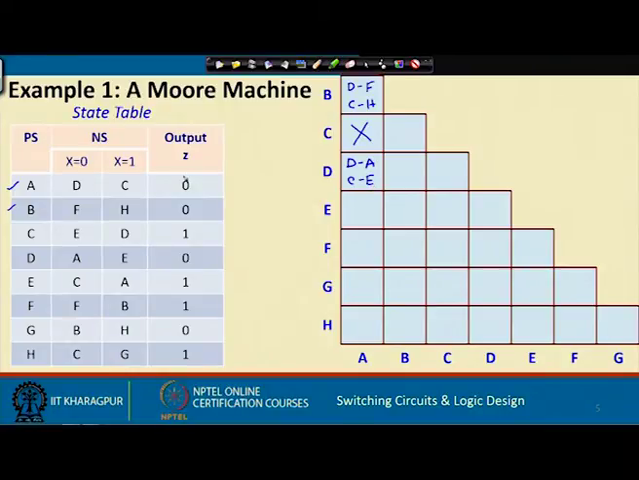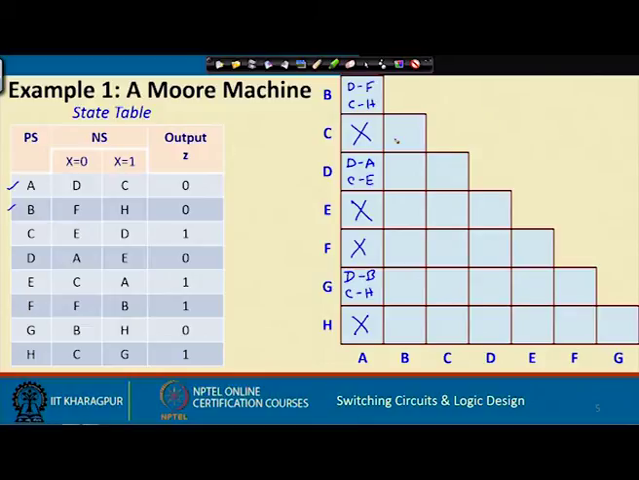A and E, again the outputs are different, 0 and 1. So, there will be a cross. A and F, again the outputs are different, cross. A and G, the outputs are the same: D B, C H. Then A and H, again the outputs are different, 0 and 1. So, a cross. Like this you will be filling up all the cells.